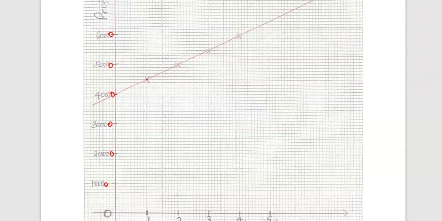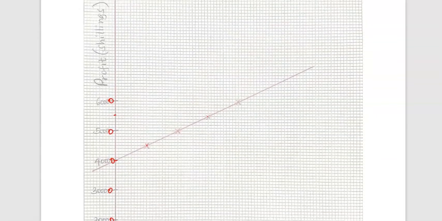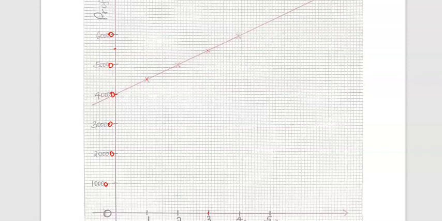Then the next one you follow from 3 moving up to where we have 55,000, in between 50 and 60,000. Then the last one will be 60,000 against 4. Yes, so 4 against 60,000.